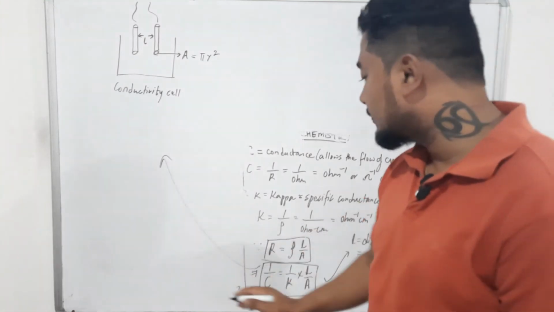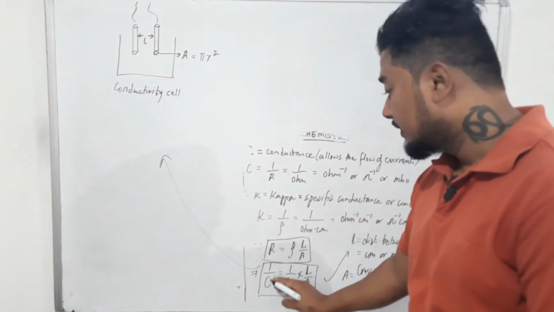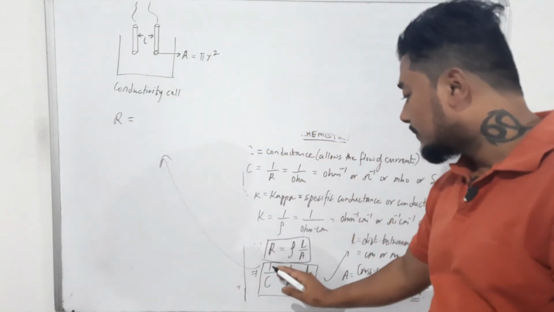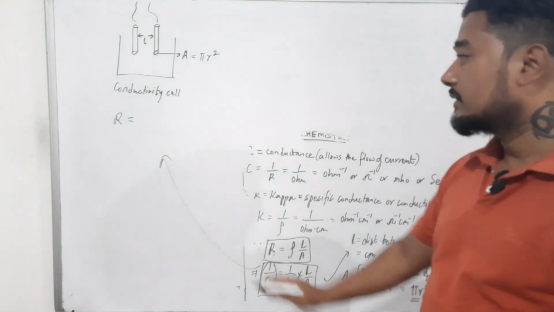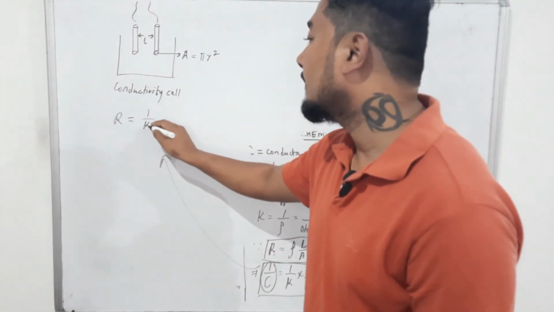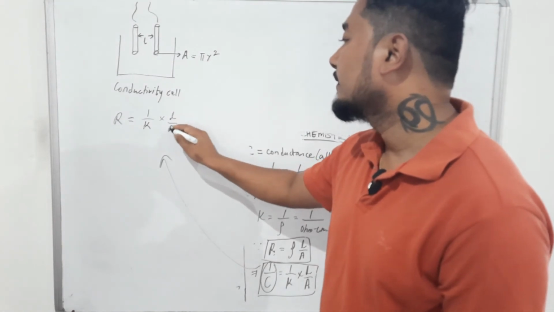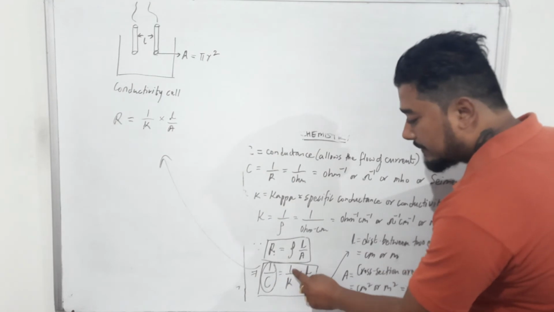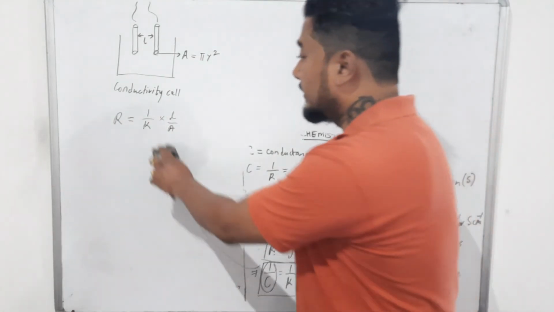1 upon C means what? Reciprocal of conductance, which is resistance. So 1 upon C means only R. That I wrote there. Now what is here? 1 upon kappa is there, and here we have L by A. So what I've done so far is I just replaced 1 upon C with R, keeping 1 by kappa as kappa and L by A as L by A. Hope you all understood till here.